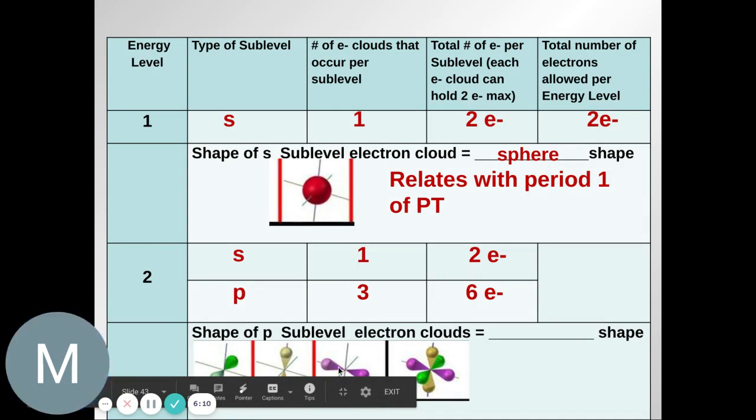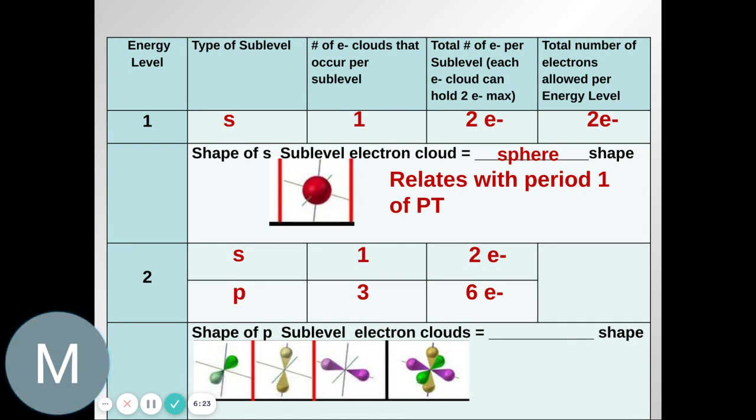It might not be like that. They might both be right beside each other, but it can't hold more than 2. Purple can only hold 2 at the most. Yellow can only hold 2 at the most. Green can only hold 2 at the most. So altogether, the P sublevel can only hold 6 at the most.